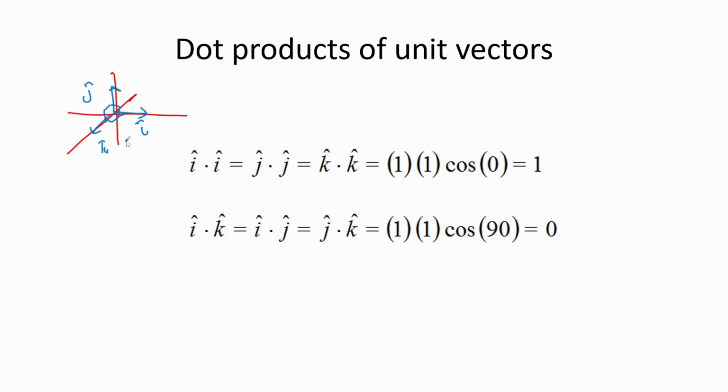The angle between them, for the i vector with itself, is of course 0. They're lying on the same line. Let's say, for example, i hat. Cosine of 0 gives you 1. This means that the dot product of unit vectors that are the same is 1. In the other case, i dotted with another unit vector other than itself gives you 0, because the angle between them is 90 degrees, and cosine of 90 degrees is 0.